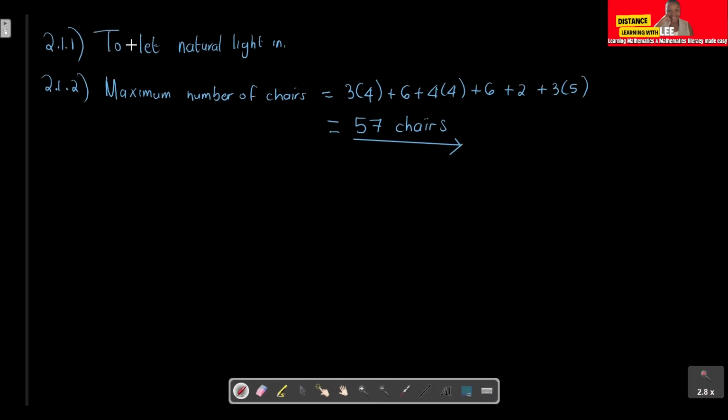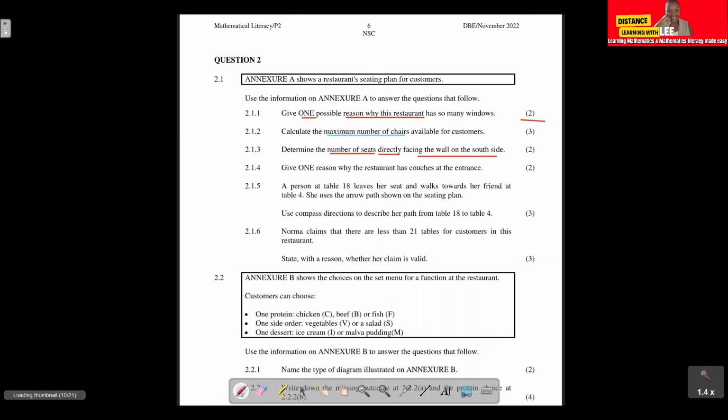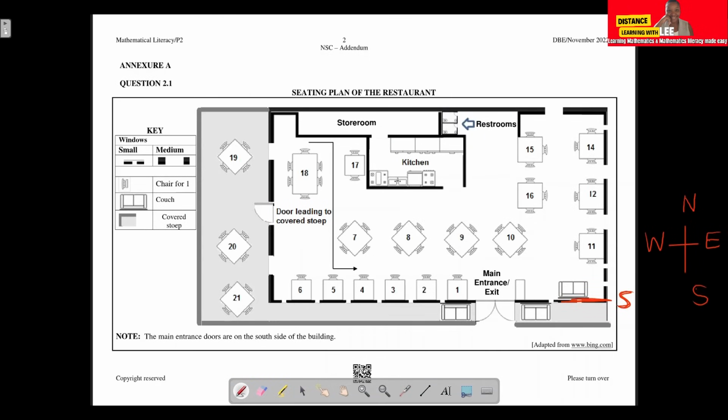Or you can say, for question 2.1.3, that it's actually six seats that are directly facing the south wall. Another answer that would be accepted is this: we still have these six seats, 1, 2, 3, 4, 5, 6, directly facing the south. Then you've got seven, directly facing the south, eight, nine, 10, 11, 12 directly facing the south, and 13.